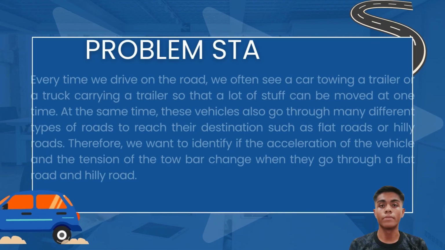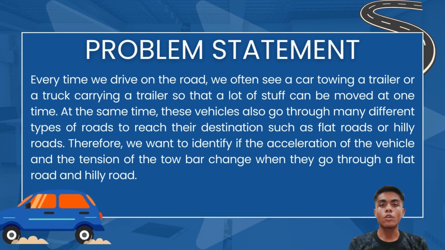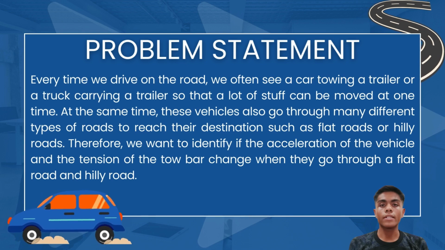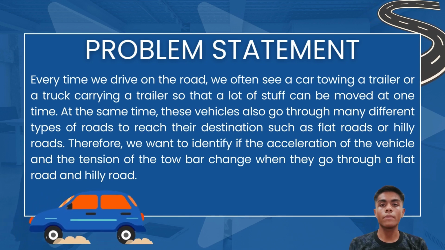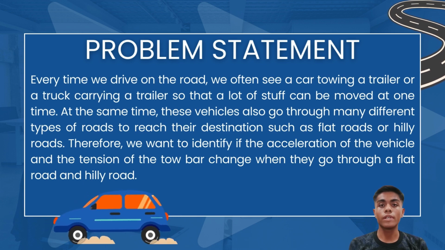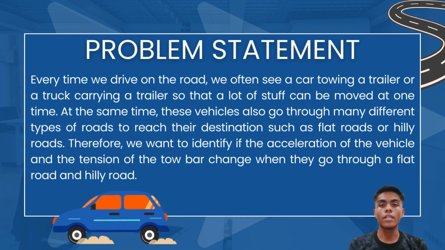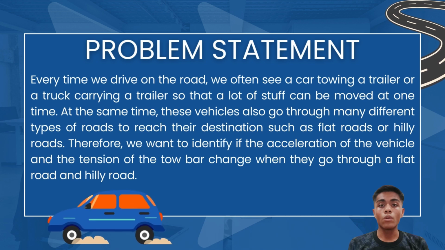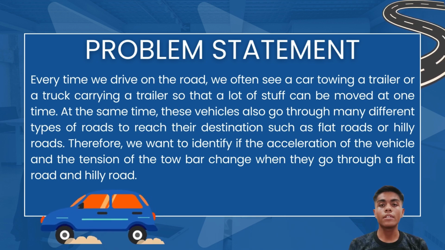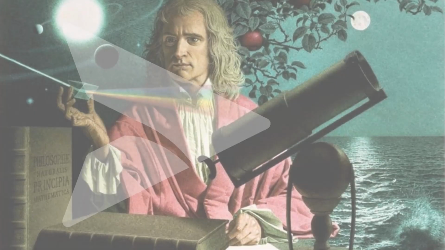Our problem statement. Every time we drive on the road, we often see a car towing a trailer or a truck carrying a trailer, so that a lot of stuff can be moved at one time. At the same time, these vehicles also go through many different types of roads to reach their destination, such as flat roads or hilly roads. Therefore, we want to identify if the acceleration of the vehicle and the tension of the tow bar change when they go through a flat road and a hilly road.